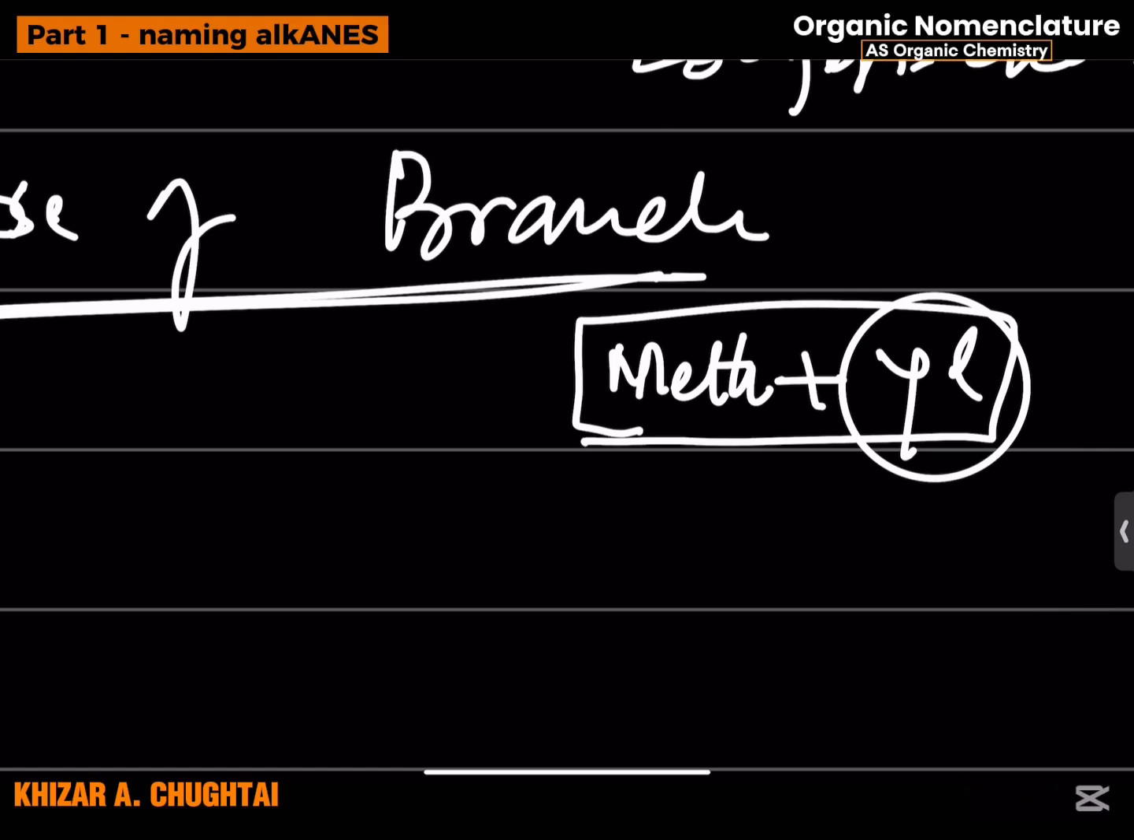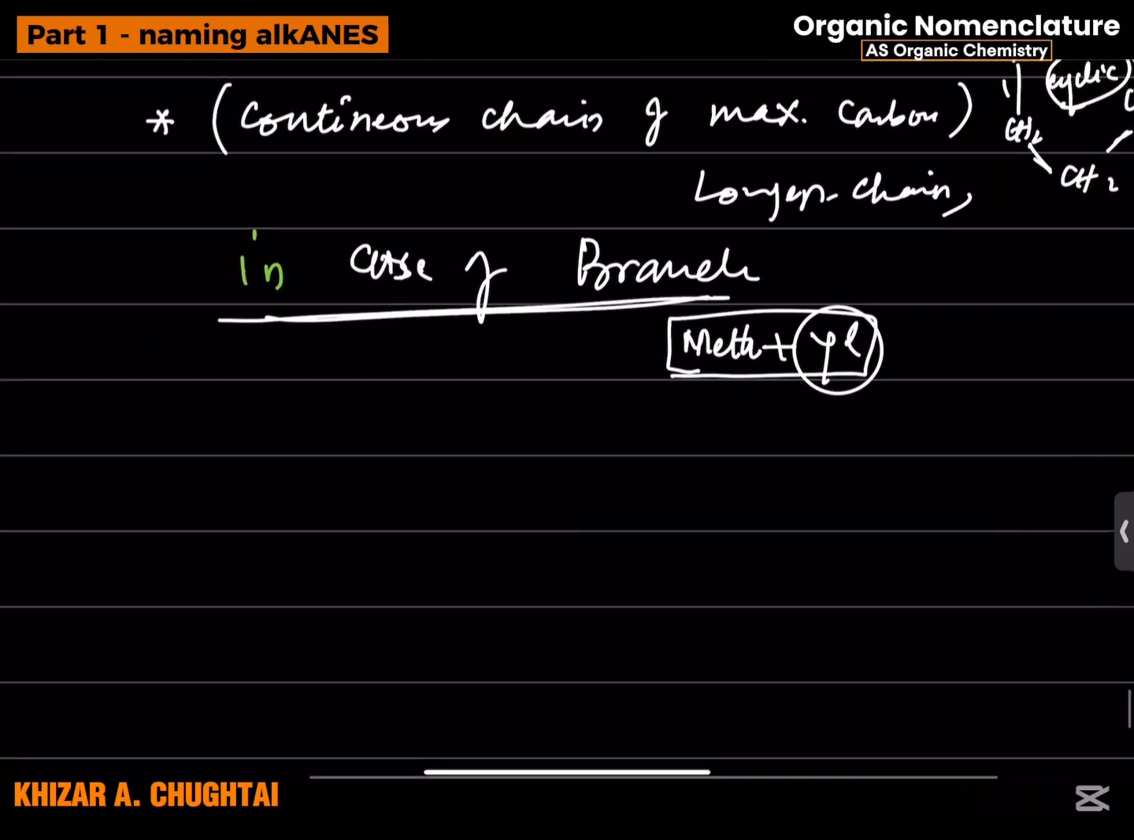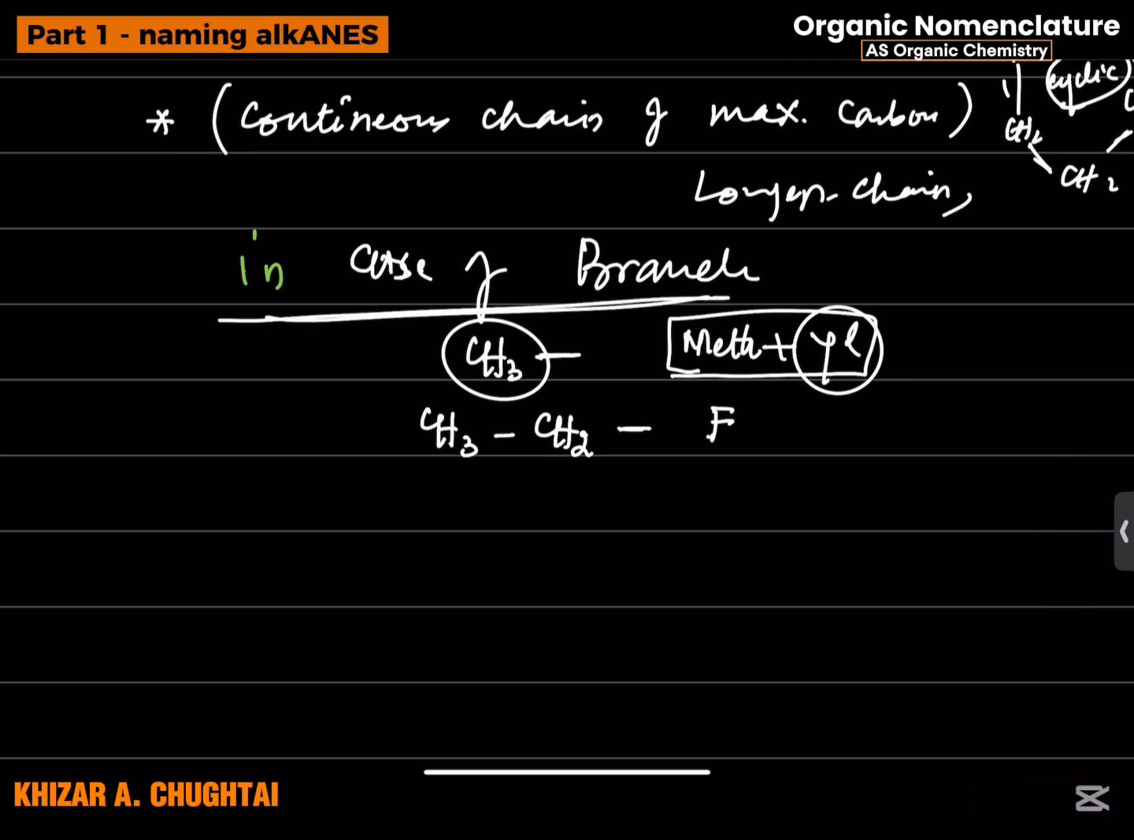Methyl, ethyl, same is the case. This group is called methyl group. This group is said to be ethyl group. Eth means 2 carbon, but overall it's acting as a branch and it is having one less hydrogen. It's called ethyl group. This one is called propyl group.